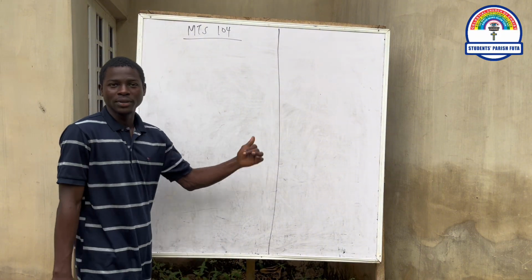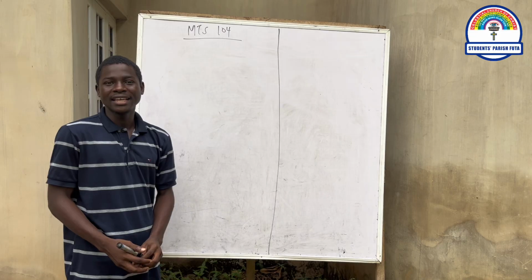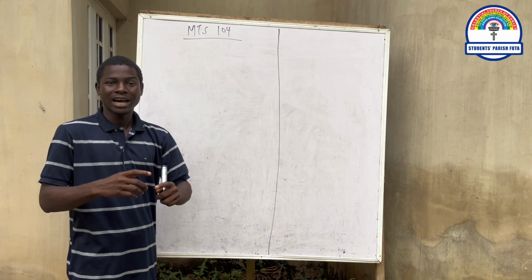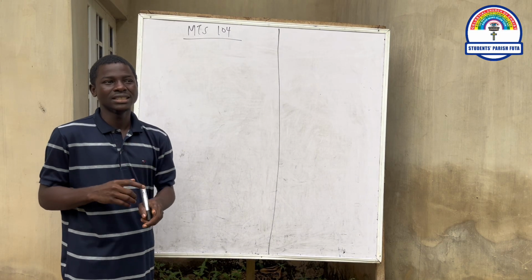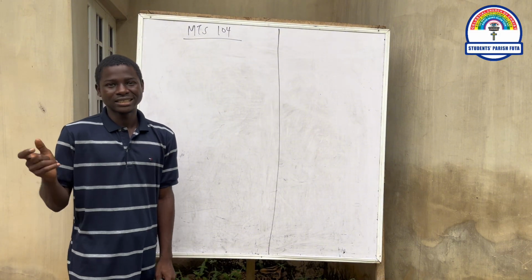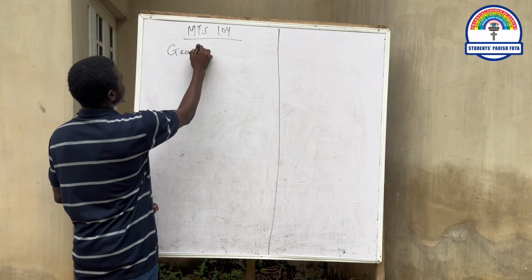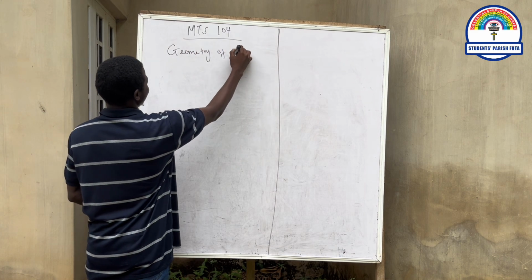And today we'll continue from where we stopped in MTS 104, and we'll be taking the third section of the work. As I said, we'll be tailoring it to the footer, contents, and manual. So, the topic before us is the geometry of a circle.